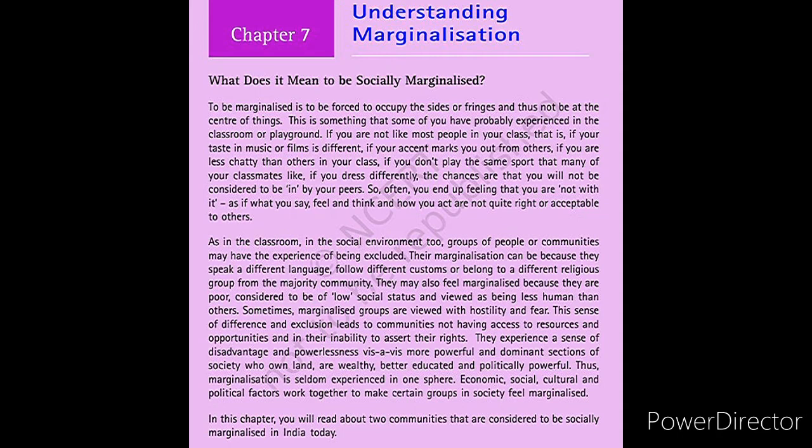So often you end up feeling that you are not with it, as if what you say, feel, and think, and how you act are not quite right or acceptable to others. So basically, at that time, you will feel marginalized. You will feel different from others, as if others are trying to make you feel a little less or inferior in comparison to them.